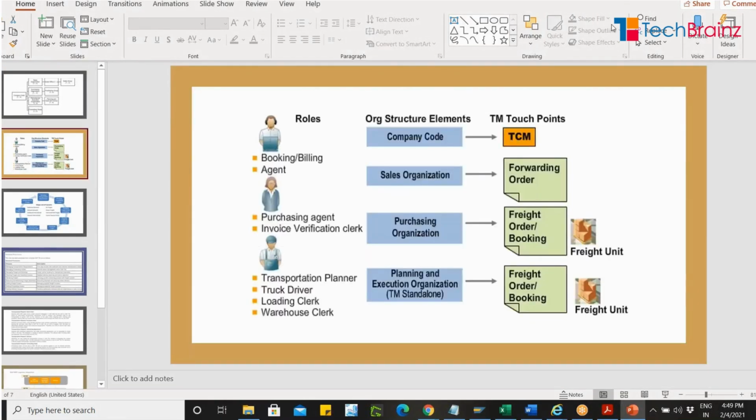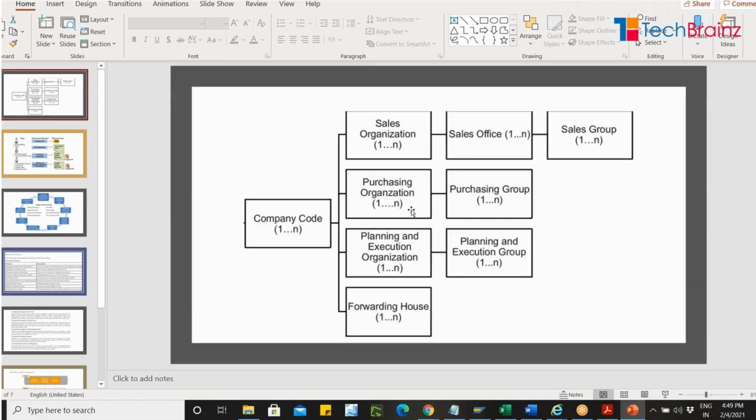Each and every organizational data element, guys, in transportation management has some kind of significance. For example, the company code has significance in transportation charge management. In order to have your financial entries and other things, we would be requiring it. But in the transportation management perspective, we mainly focus on the organizational data I've highlighted in this presentation, such as your sales organizations, purchasing organizations, and planning and execution groups. Okay.